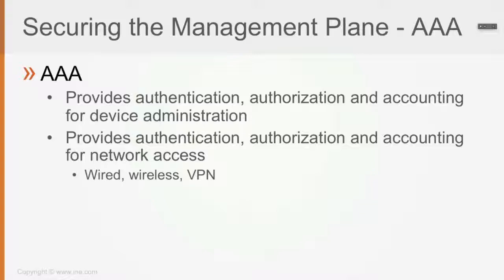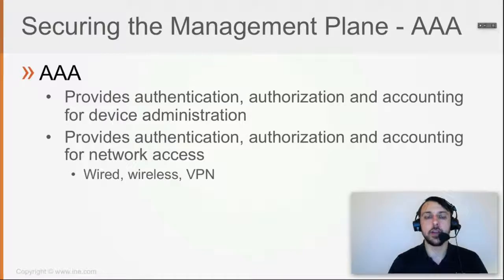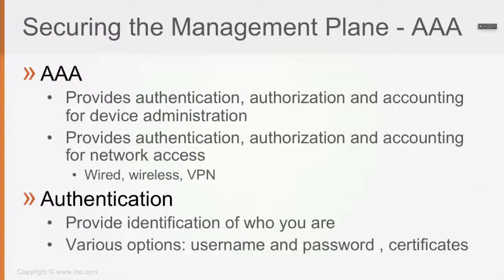So the same AAA functionality, the same scope of providing authentication, authorization, and accounting, is used for two different use cases. And as you're going to see, based on those specifics, you're also going to have two protocols, with one protocol dedicated to each of those two use cases. Now, authentication, let's take it one by one.